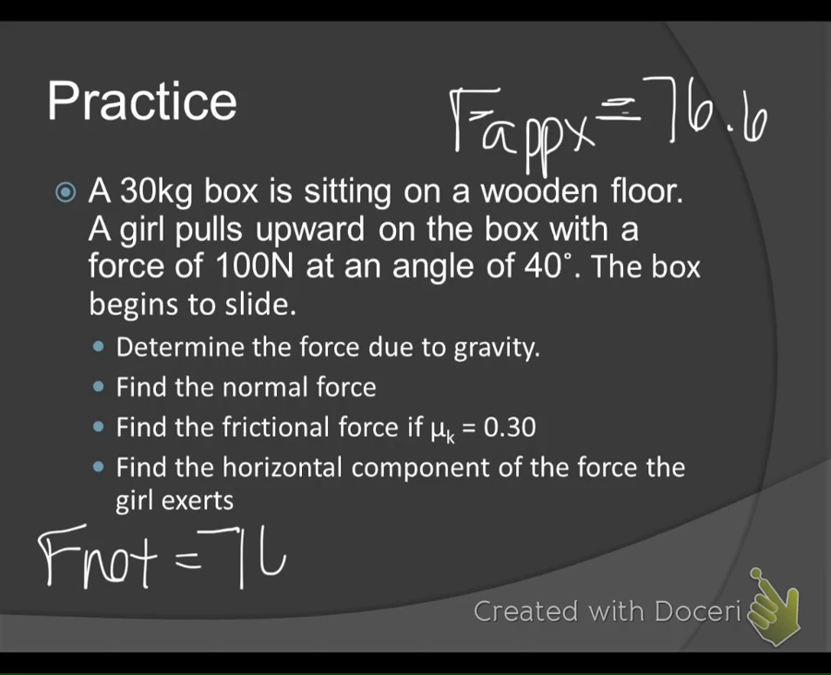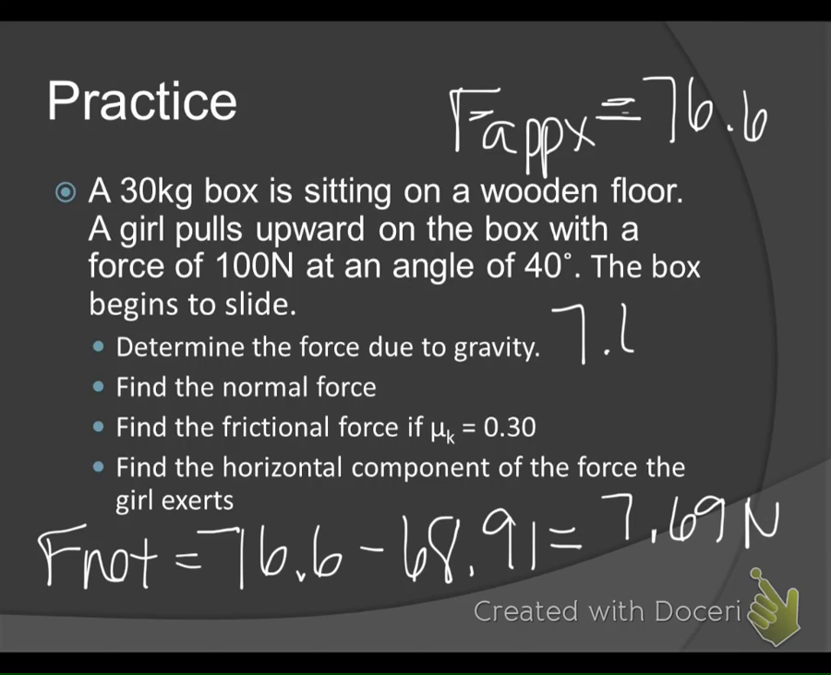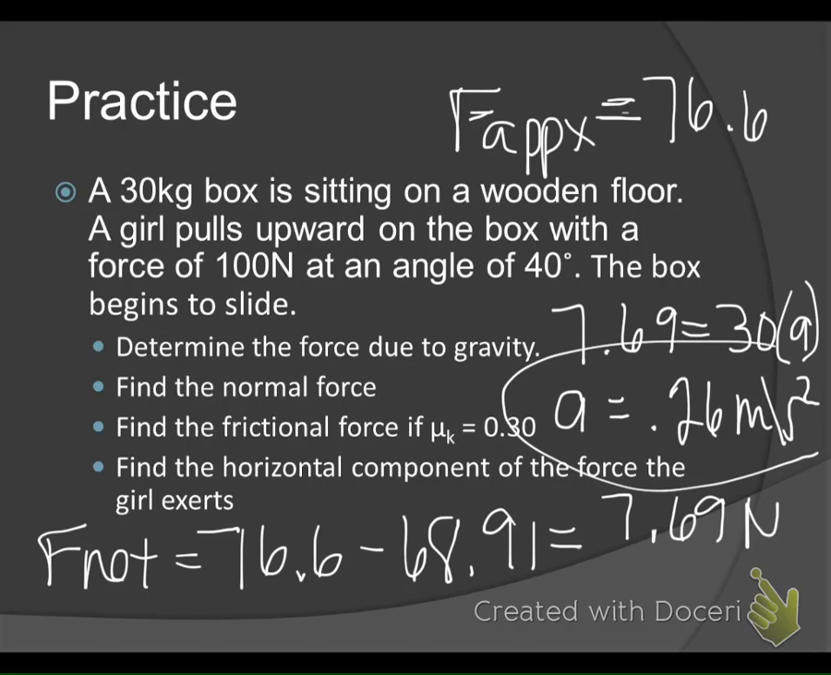So we find our F net equals our applied, which is 76.6, minus our frictional force, which was 68.91. And we get what? That's our net force. Then we have 7.69 equals mass, which is 30, times acceleration to find our acceleration. Meters per second squared. All right.